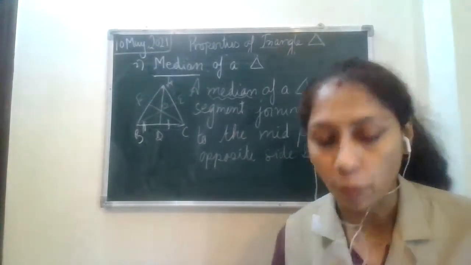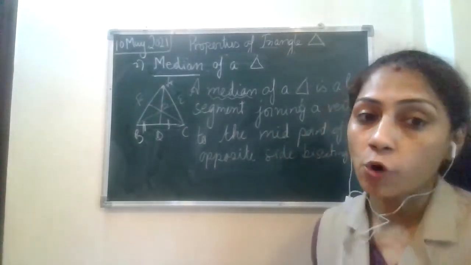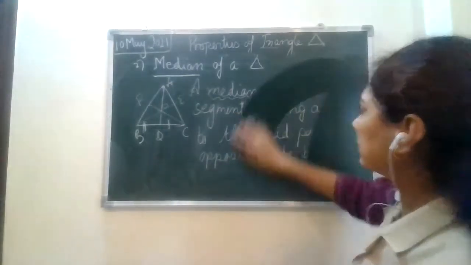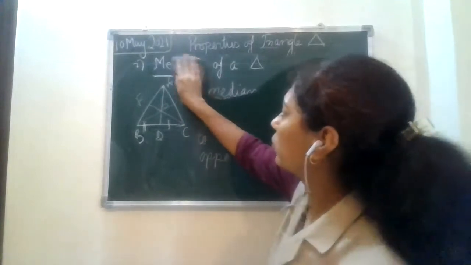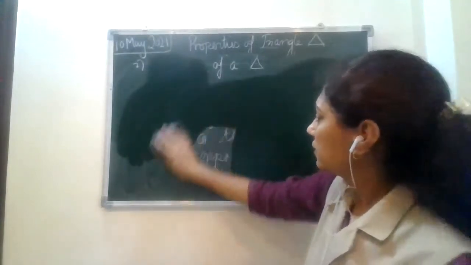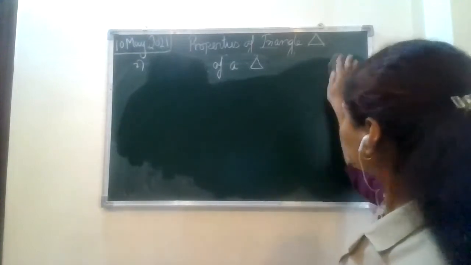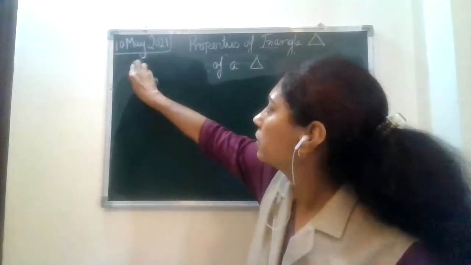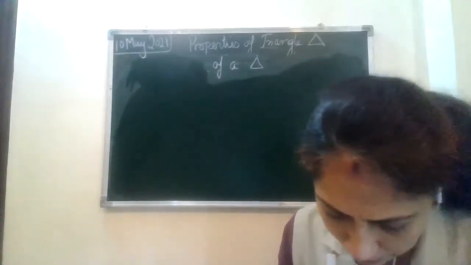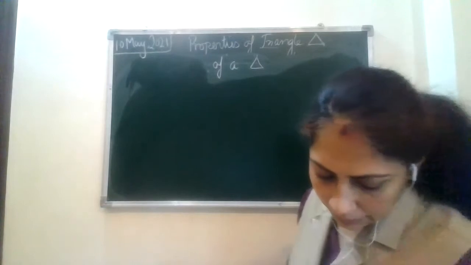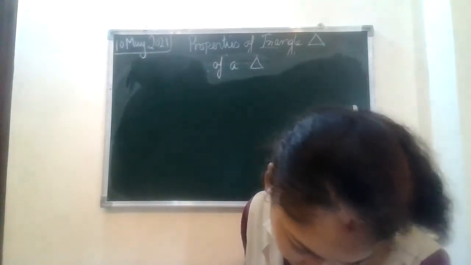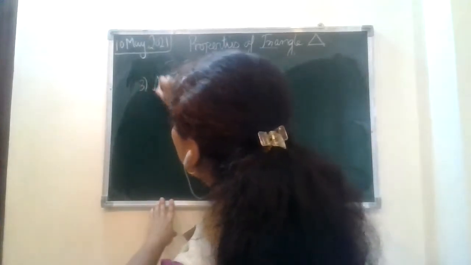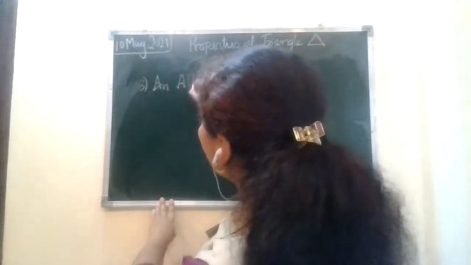Now, the third topic of the day, your very important altitude of a triangle. Altitude of a triangle, the third property of a triangle, I'm going to teach you. Third is the altitude of a triangle.